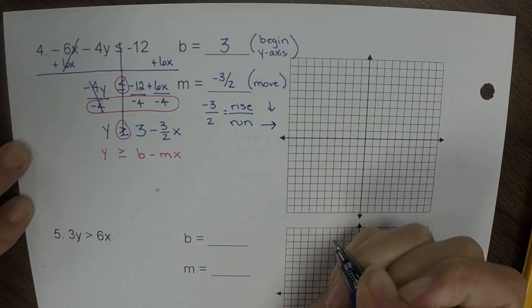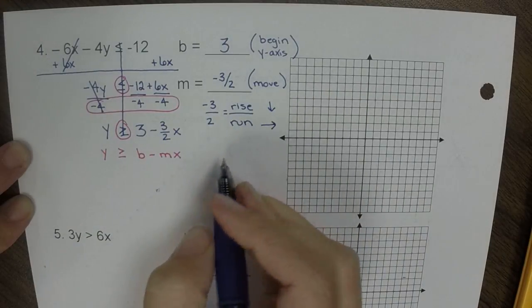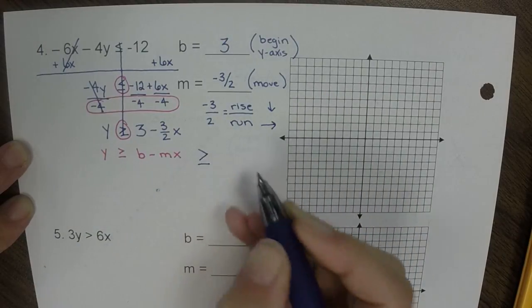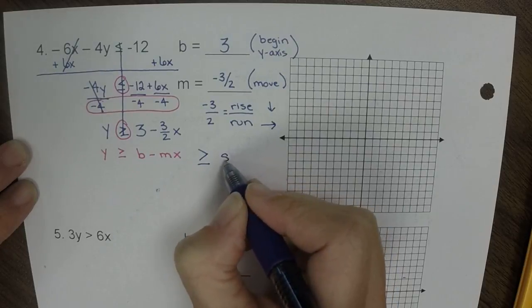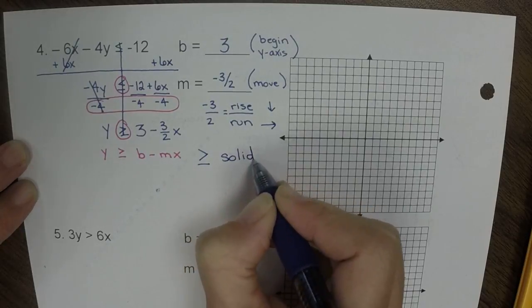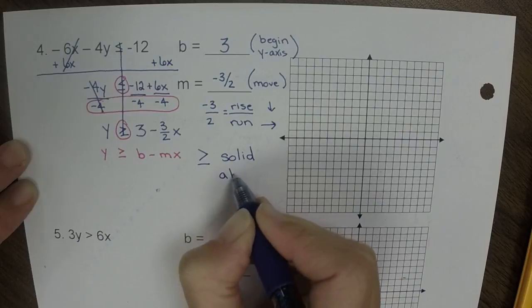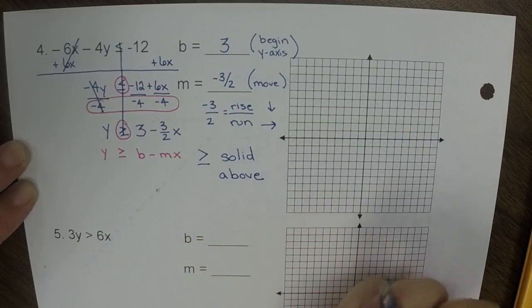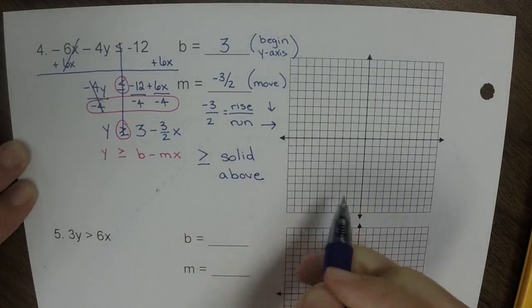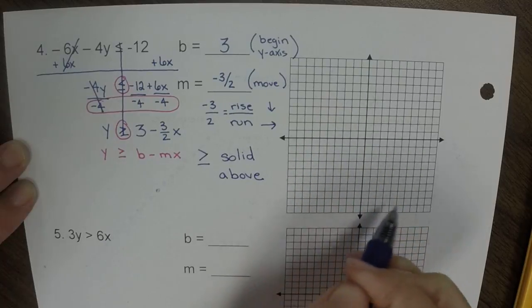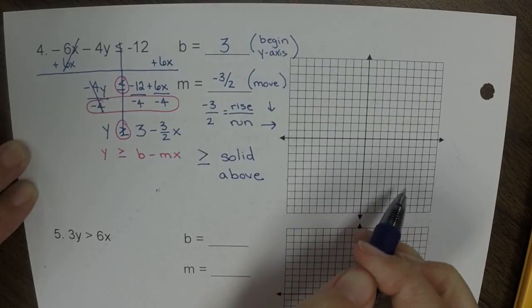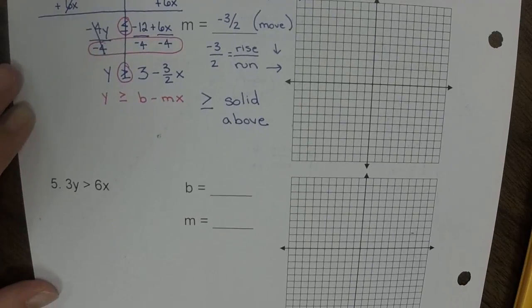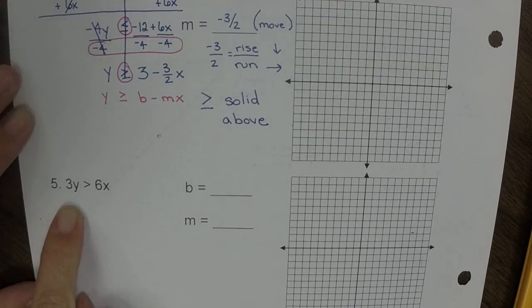The other information that we need, remember now, is we've got a greater than or equal to. So that means we should have a solid line, and we should be shading above. So I'm going to leave this for you guys to graph. Okay. Then I'm also going to leave number 5 for you guys to do on your own.